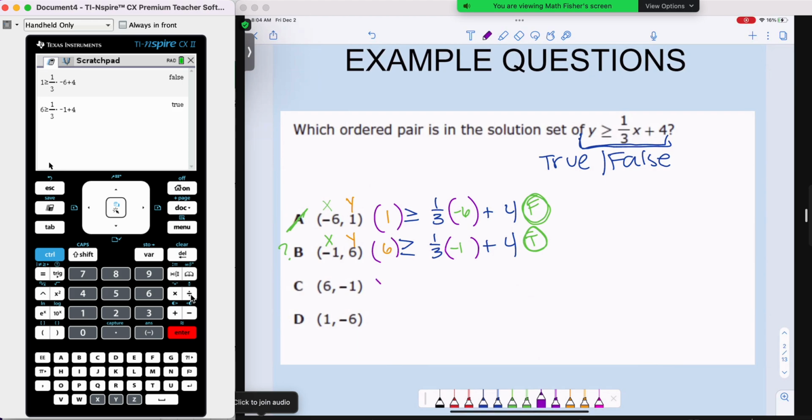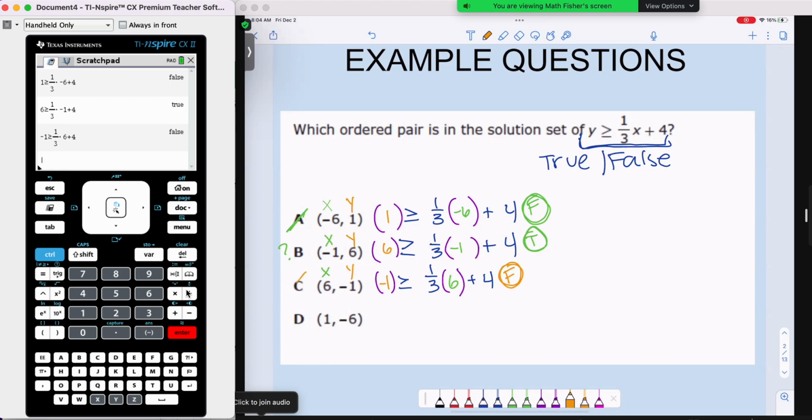So same thing: y greater than or equal to 1 over 3x plus 4. Put parentheses around your x and your y. Then label your point. It's always important to label your point, because the biggest mistake y'all make is putting the numbers in wrong. So my x goes here, my y goes here. Now, true or false? -1, control equals, control divide, 1 over 3, 6 plus 4, enter. That says false.